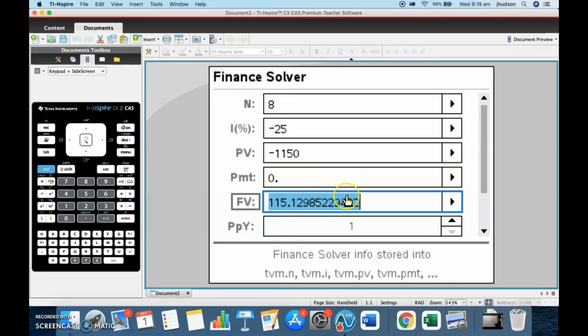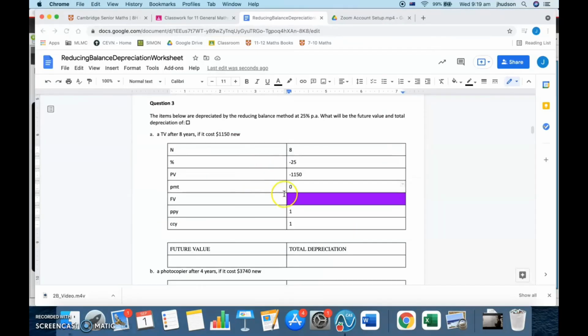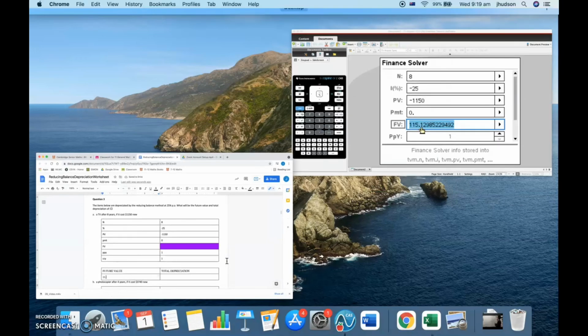Cool, so the future value of our investment is $115.13. So I'm going to enter that in there. Actually, I'll enter it in here. $115.13.